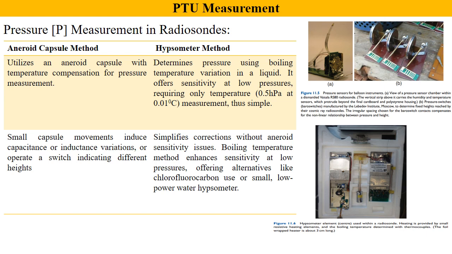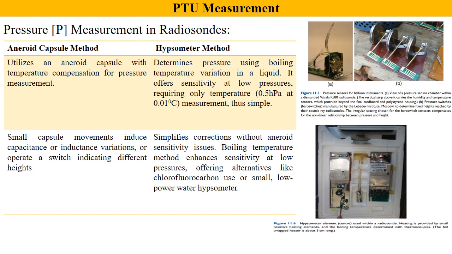Whereas the hypsometer determines the pressure using boiling temperature variation in a liquid. So it offers a sensitivity at low pressure, requiring only a change of 0.5 hectopascal at a change of temperature of around 0.01 degrees Celsius. So it was simple and much more accurate as compared to aneroid capsule methods. Okay, but it simplifies the corrections without aneroid sensitivity issues. So that was also one of the plus points with this. Whereas the boiling temperature method enhances the sensitivity at low pressure, offering an alternative like chlorofluorocarbons (CFCs) or very low power hypsometers.